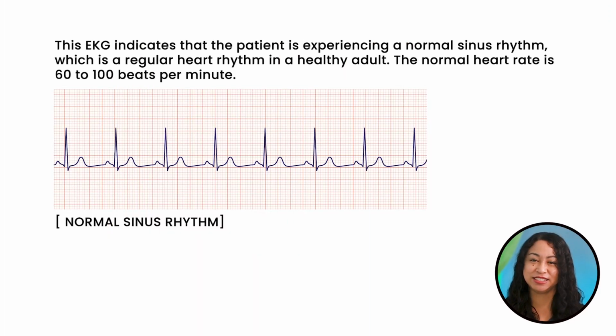This EKG indicates that the patient is experiencing a normal sinus rhythm, which is a regular heart rhythm in a healthy adult. The normal heart rate is 60 to 100 beats per minute.